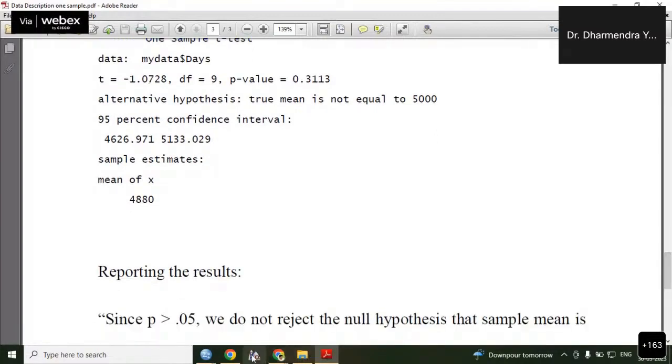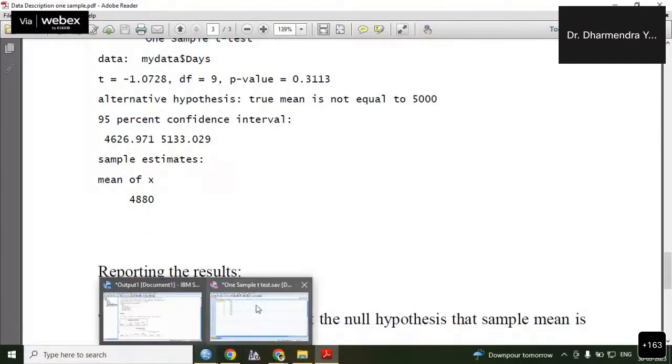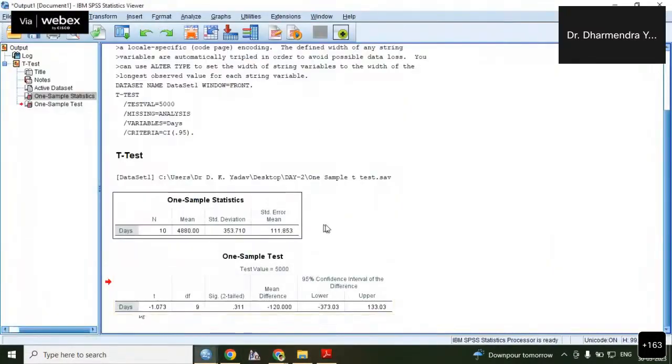So let's check our results. This is the value of t. Degree of freedom is 9. Significant means this is the p value, and this is 0.311. Right? So what will be the null hypothesis? How will we formulate the null and alternate hypothesis in a single sample t-test?